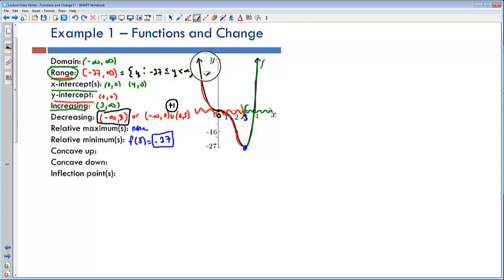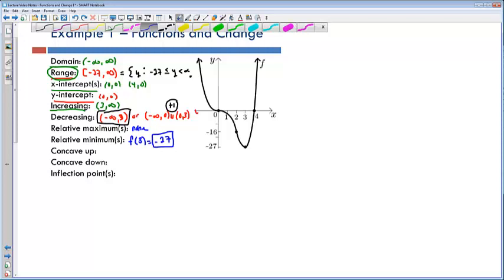And so we're going to do the same thing again here. I'm going to color it green for concave up and red for concave down, because green is good and red is bad, of course. And concave up is part of a smile, and concave down is part of a frown. And so we'll start here.